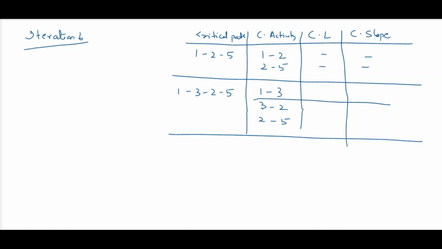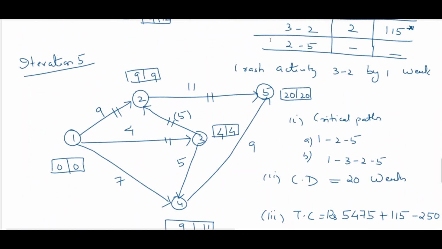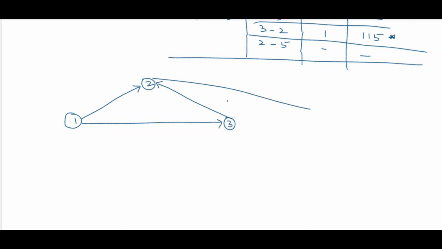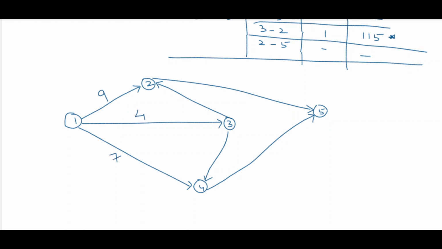So here you can see that for 3 2 the crash limit is 1, all others we have already crashed, so there is only one option. This is 115. We have to crash only this activity 3 2 by a further 1 week. So let's draw the network again. Then it is 2 5, 3 4, then 4 to 5. And the durations of all remaining are the same: 9, 4, 7, 5, 11, 9.